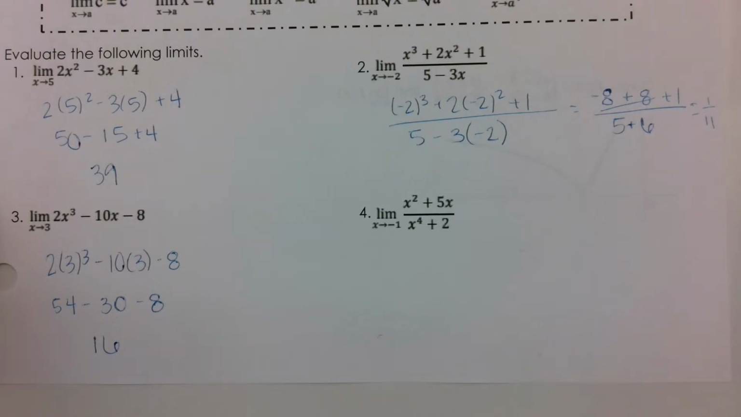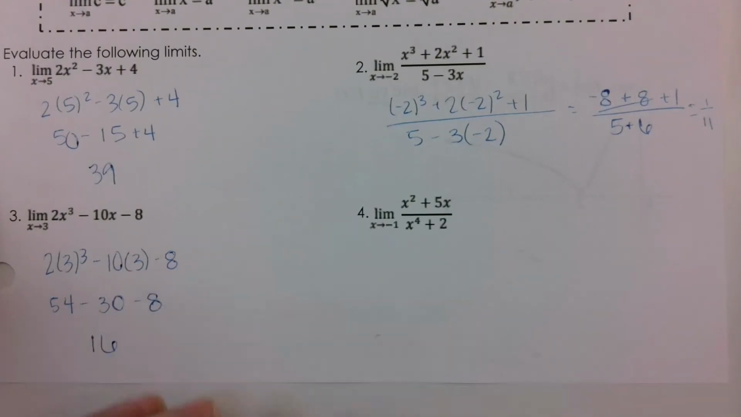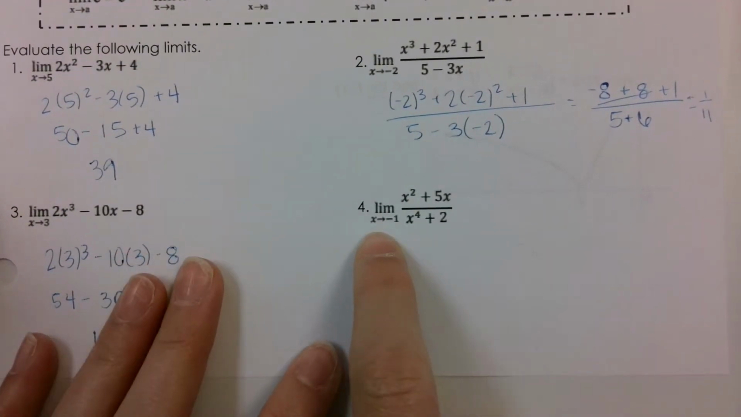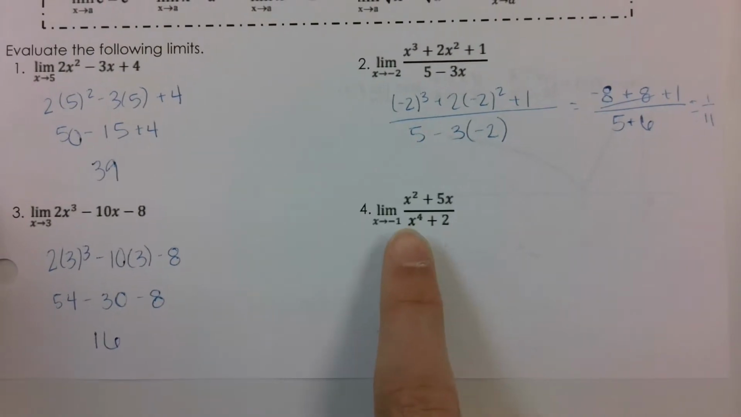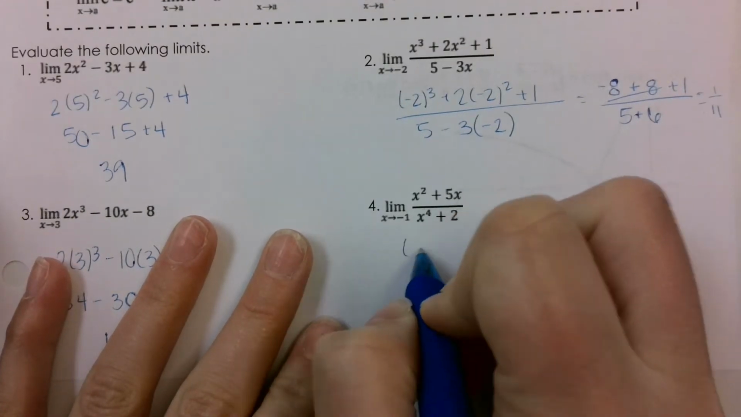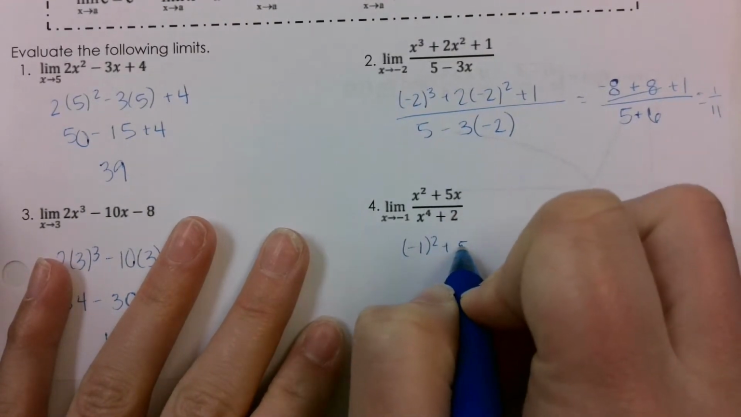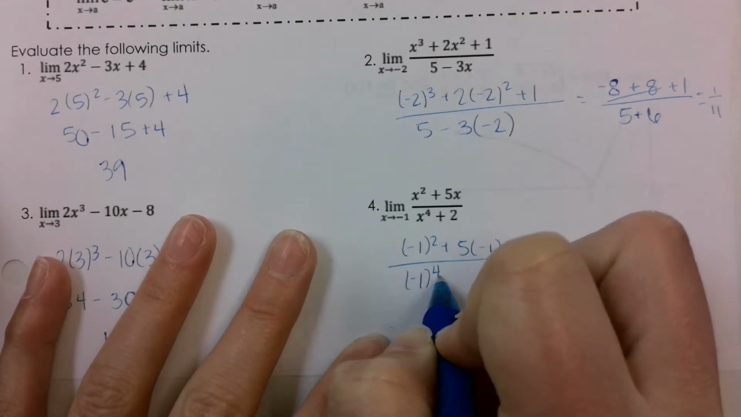Alrighty, so number 4, let's check that one. Make sure that it's not going to be undefined if we just plug straight in. So as x approaches negative 1, if we put a negative 1 in our denominator, would that make it 0? No. Nope, so we're good to go there. So we'll just do negative 1 squared plus 5 times negative 1 over negative 1 to the 4th plus 2.